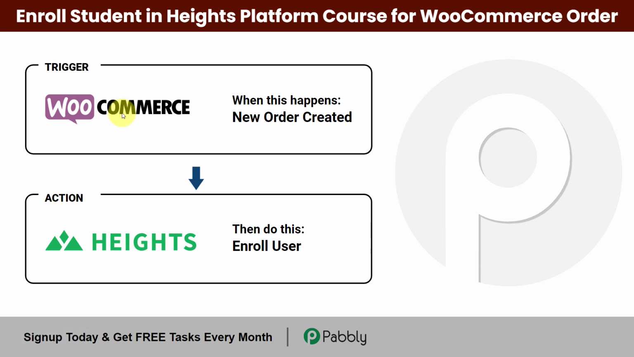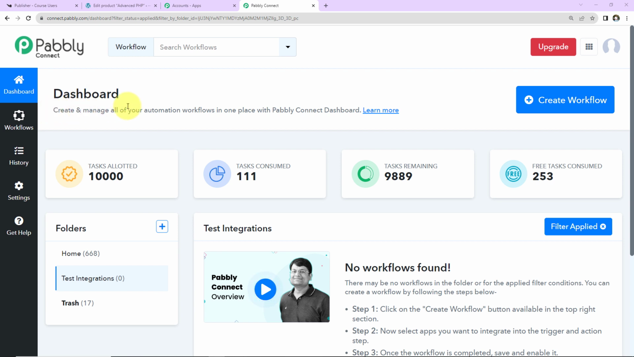Now to do this, we will have to integrate the two applications and the same thing can be done using Pabbly Connect. So here my trigger will be WooCommerce and my action application will be Heights platform. Now to understand how you can integrate and automate this entire process yourself without the need of any coding skills, let's begin.